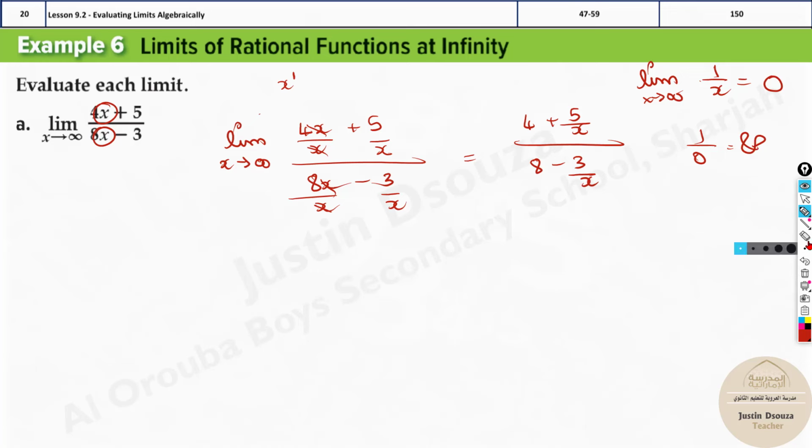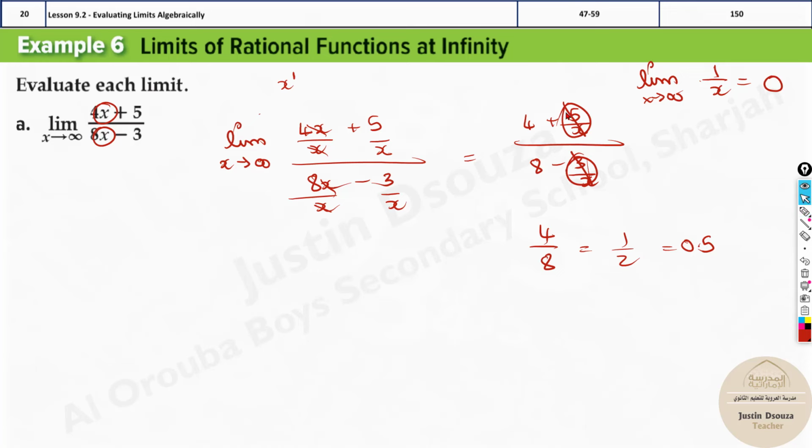So here now, what we do is, we use this rule. Now we can easily eliminate this and this because they are 0 and 0. So you're remaining with 4 by 8. It'll be 1 by 2. The limit is half, or 0.5. So that is how we solve it.